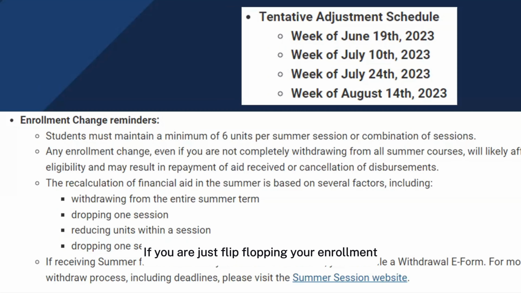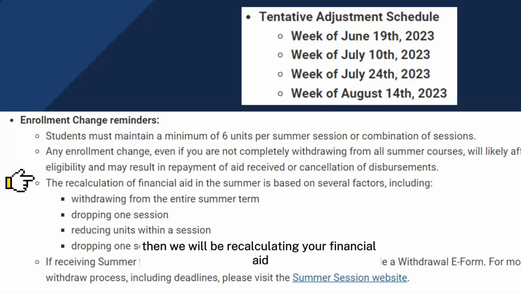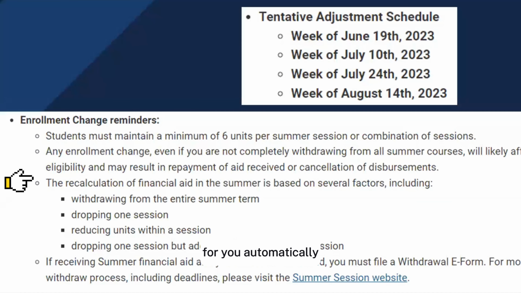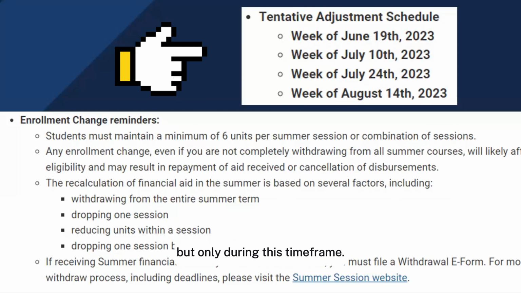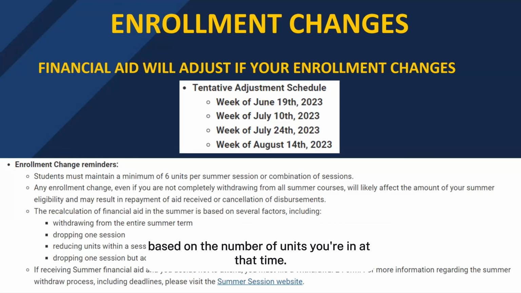If you are just flip-flopping your enrollment and you're dropping from one session and you're going into another session, but you're keeping 6 or more units, then we will be recalculating your financial aid for you automatically, but only during this time frame. So just stay patient, Tritons. We will be adjusting your financial aid. You will get a revised award letter based on the number of units you're in at that time.